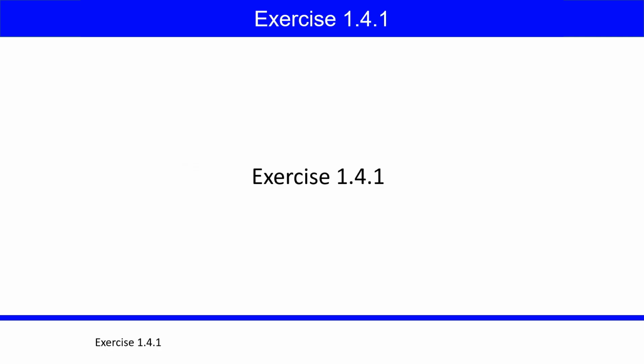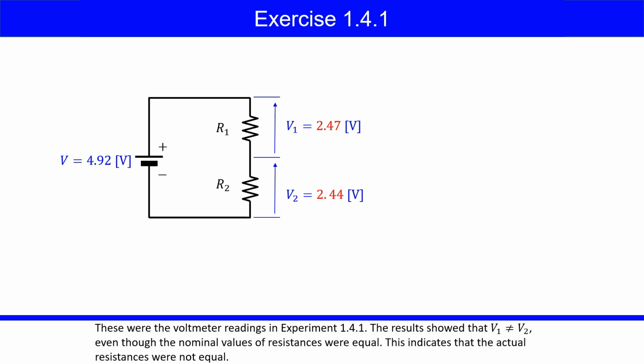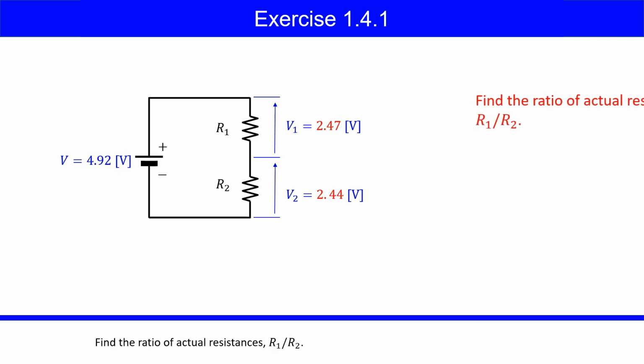Exercise 1.4.1. These were the voltmeter readings in experiment 1.4.1. The results showed that V1 was not equal to V2, even though the nominal values of resistances were equal. This indicates that the actual resistances were not equal. Find the ratio of actual resistances, R1 over R2.